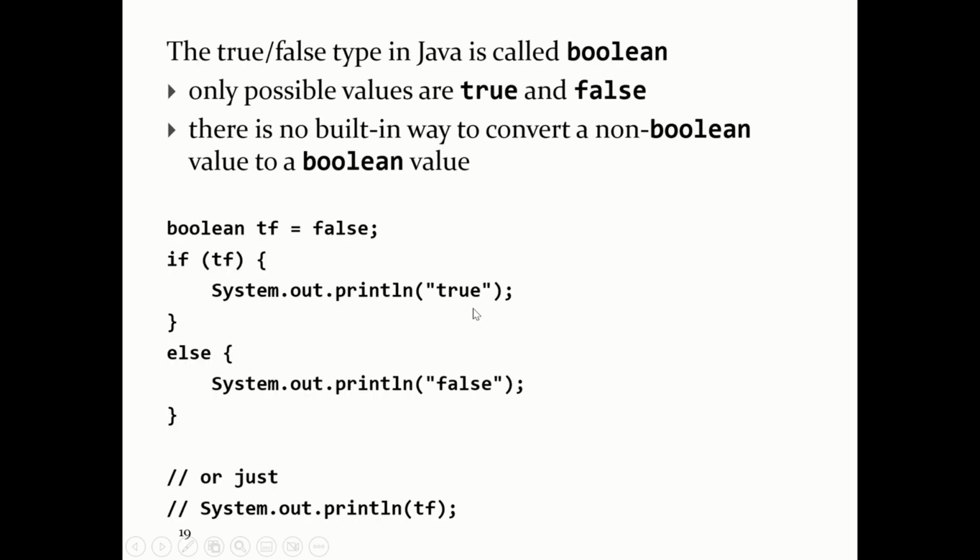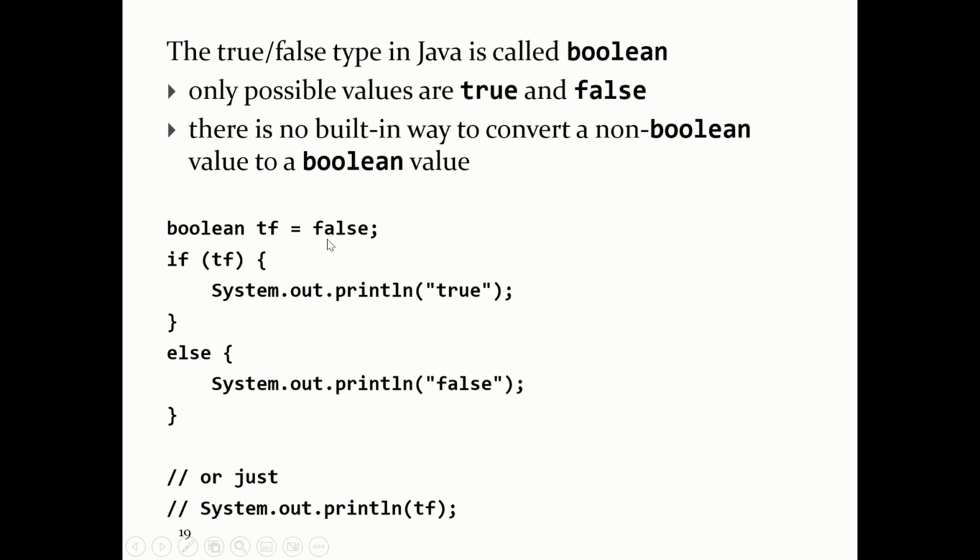Java has a special type for true-false values, or logical values. It's called boolean. You cannot use a number as a boolean in Java. So all that stuff they taught you about zero and not zero, you have to forget all about that in Java. It doesn't work. So if you want a true-false value in Java, it's type boolean. Your literals are true and false, lowercase true, lowercase false.